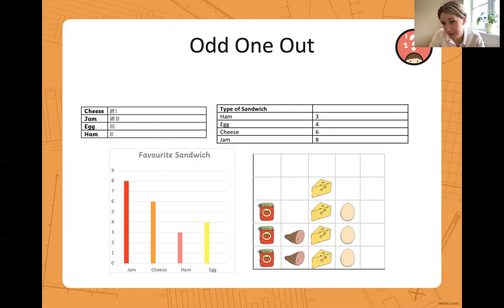But take a look at the pictogram. Are there 6 pieces of cheese there? So that one's showing that it probably is the odd one out, isn't it? Jam, 5, 6, 7, 8 shown in the tally chart, and the frequency chart shown is 8 for the jam. The block diagram with the red, look across, that shows 8. The pictogram's really off, isn't it? It's meant to show 8, but there's only 3 jams there. So the pictogram is the odd one out.